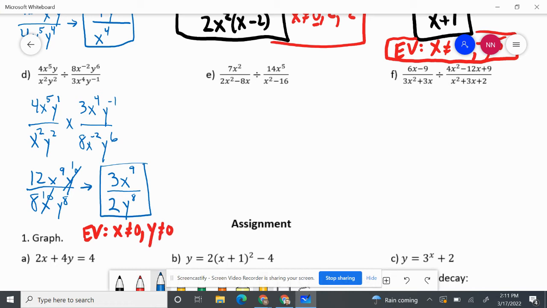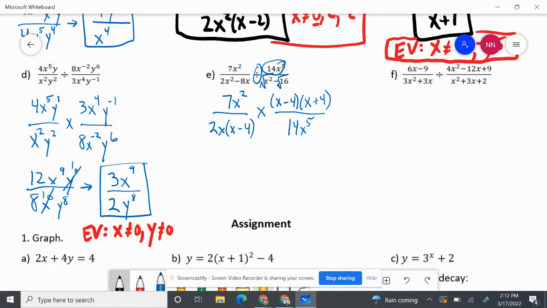Okay, for our next one, once again, I'm going to factor and flip it at the same time. So I factor out a 2x, and that gives me an x minus 4. I change the division to multiplication. This is a special factoring pattern, so that would be x minus 4 and x plus 4. I have a monomial, so I'm just going to keep it in the denominator. And what I'm going to do next is cancel.